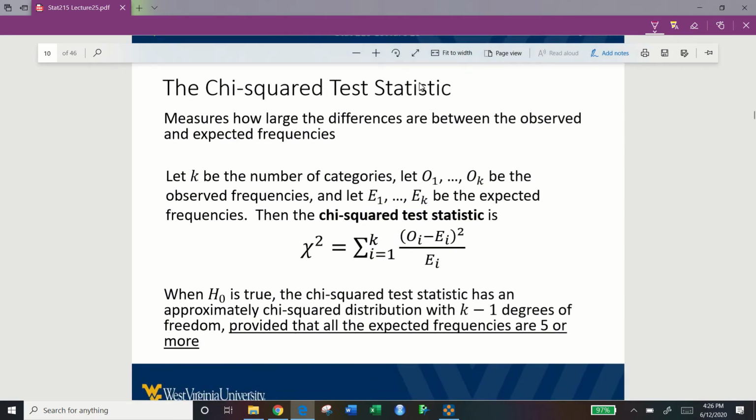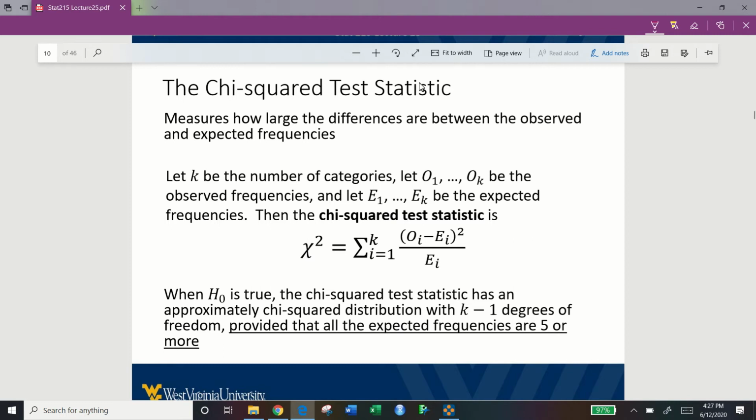This leads us to calculating our chi-square test statistic. This measures how large the differences are between the observed and the expected frequencies. We let k be the number of categories, and we let O1 through OK be the observed frequencies, and we let E1 to EK be the expected frequencies. Then the chi-square test statistic is chi-squared equal to the summation of i equals 1 to k of the quantity Oi minus Ei, quantity squared, all over Ei.